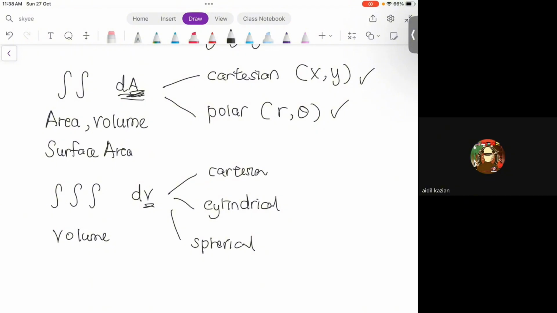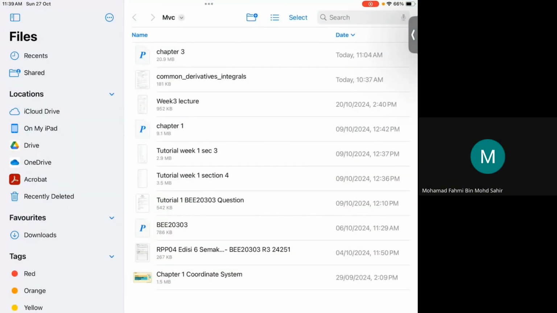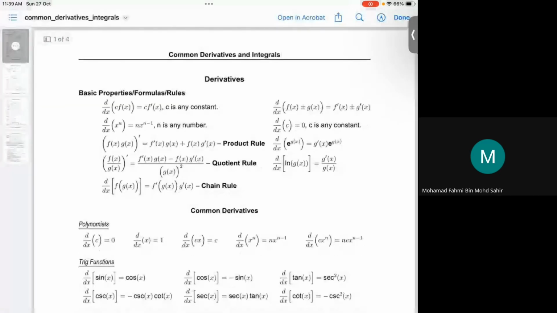So I think first of all, maybe we practice first how to perform integrations. Do you still remember how to perform integrations? No. Okay, so I think everybody, you need to have these things standing by with you. This is the common derivative and integral list.